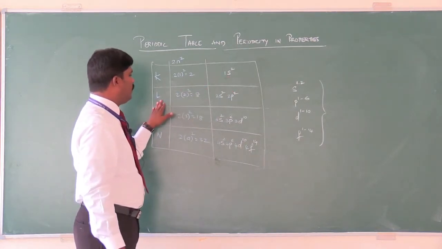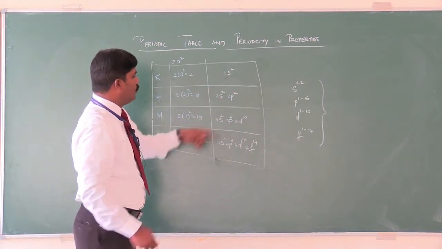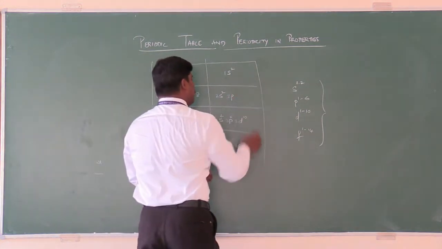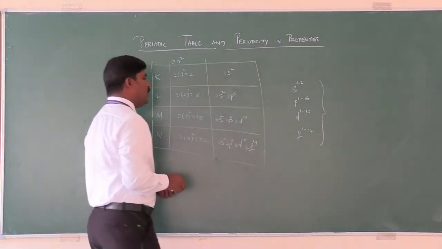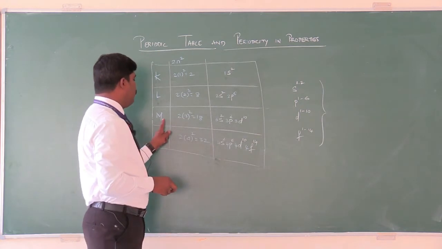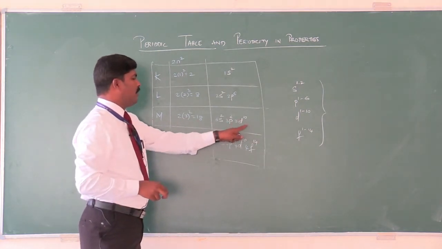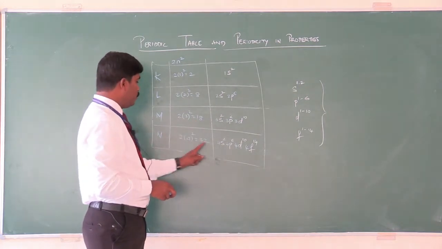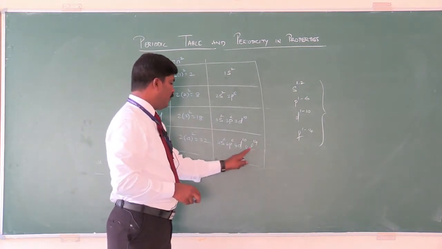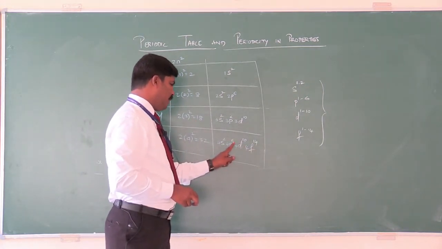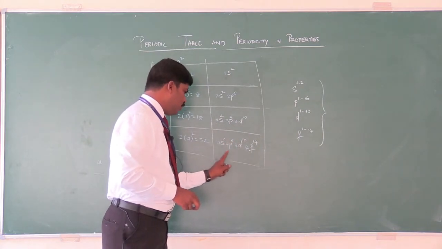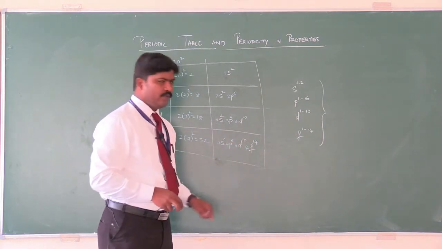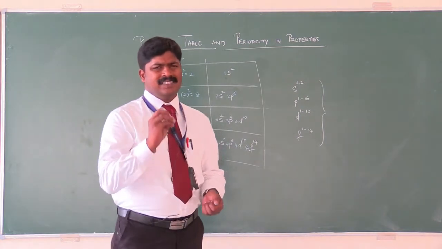The L main shell has 8 electrons. It has 2 subshells, and here it is 2 plus 6, that is 8. Here, M has 18: 2, 6, 10. 10 plus 6 is 16, 16 plus 2 is 18. Here N has 32: that is 10, 24, and 30 and 32. 4S2, 4P6, 4D10, 4F14. Now this is just a brief idea.